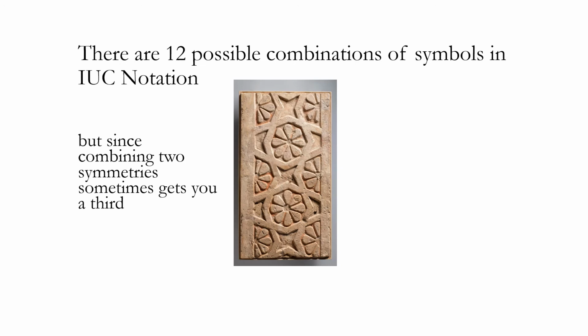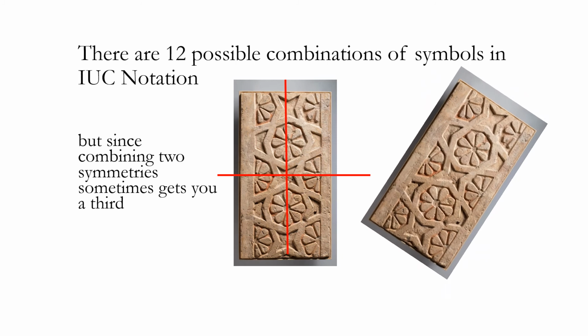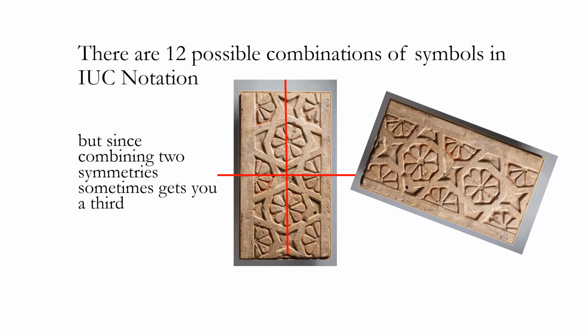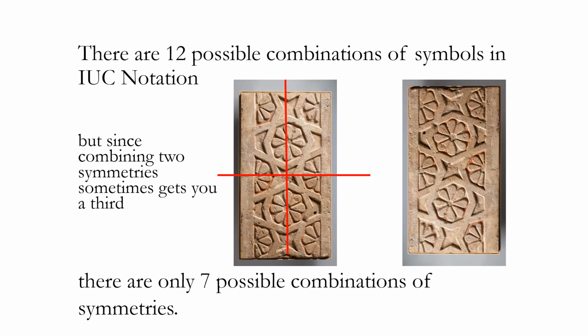So if you've done the math, you'll notice that there are 12 possible combinations of symbols in IUC notation. However, sometimes when you combine 2 symmetries, you automatically get another one. For example, combining a horizontal reflection and a vertical reflection is the same as a half turn. So it turns out that there are only 7 possible combinations of symmetries that a one-dimensional repeating pattern can have.